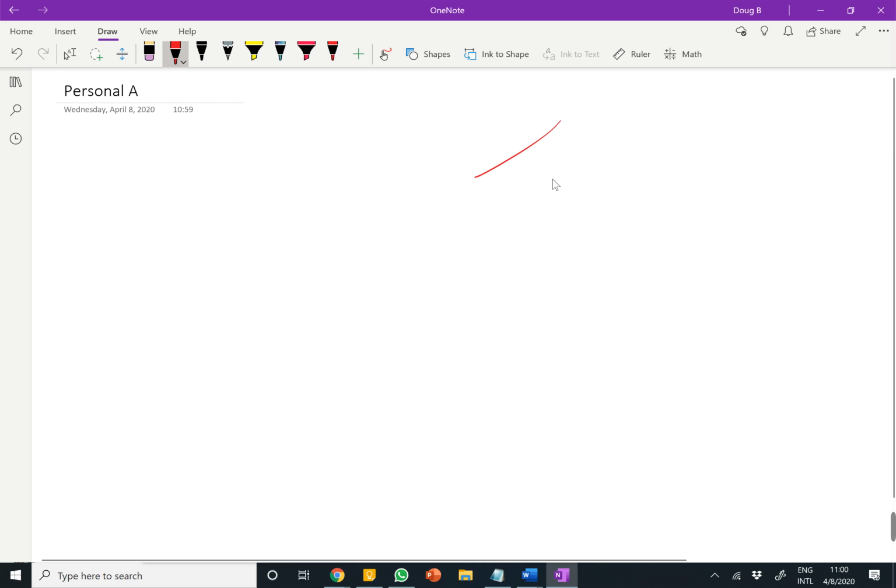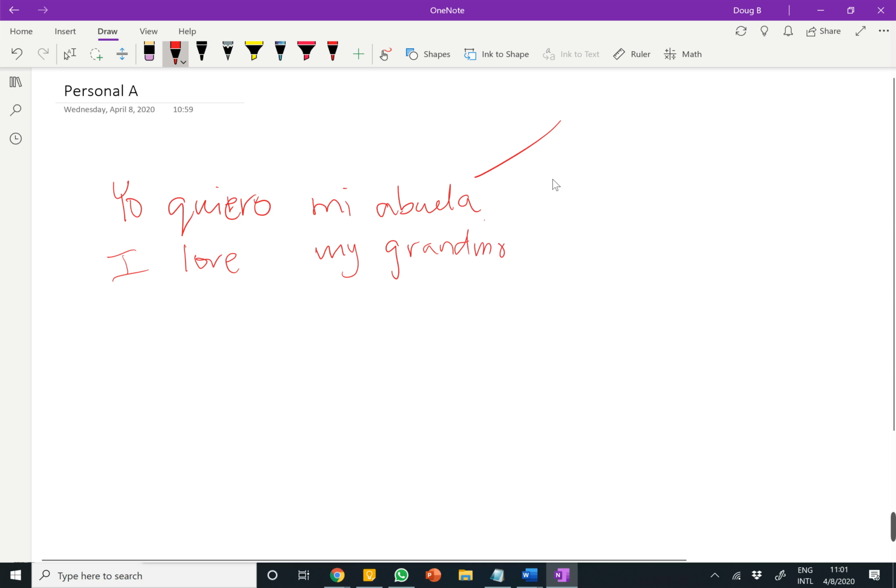So for example, if we have a sentence in Spanish like, yo quiero mi abuela. I love my grandmother, right? And this would be a direct translation from English. I love my grandmother. Except in Spanish, this is not quite right.